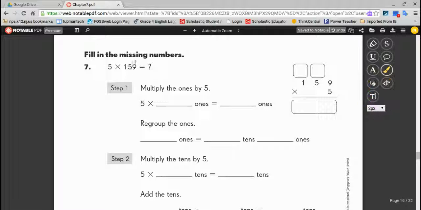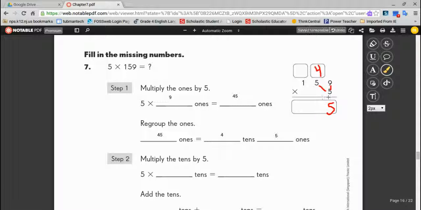So our next problem, 5 times 159, let's write it vertically. And let's multiply our ones column, 9 times 5. So the first thing is 9 times 5, or 5 times 9. And for counting our 5s, 5, 10, 15, 20, 25, 30, 35, 40, 45, you know the answer is 45. And in order for us to write 45, we have to write 5 in the ones and 4 in the tens. So what we did was we grouped 45 with 4 in the tens up there and 5 in the ones down here.